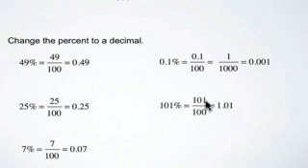101%. 101 divided by 100, I start where the decimal was, right at the very end, divide by 100 because it's a percent, and I end up with 1.01 or 1 and 1 hundredth.